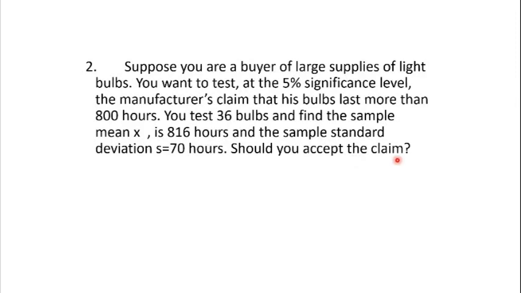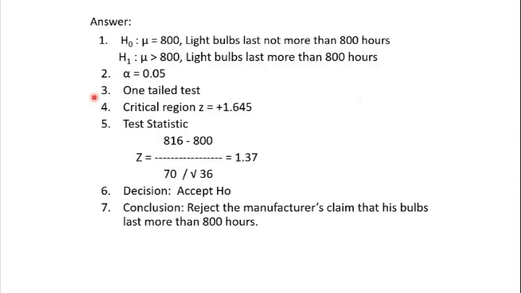So based on the given, the bulb lasts more than 800 hours. And we also have the sample of 36 bulbs, the mean of 816, and the sample standard deviation of 70 hours. So first, we need to determine the null hypothesis and the alternative hypothesis. Our null hypothesis is that the mean is equal to 800, or it will not last more than 800 hours.